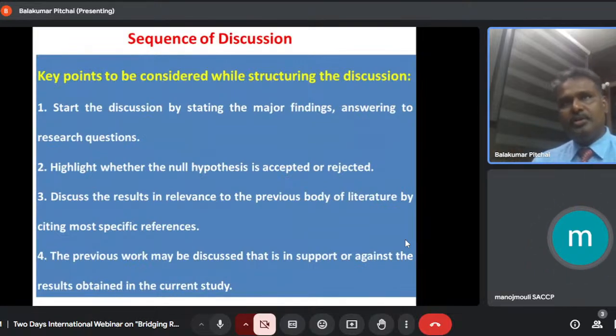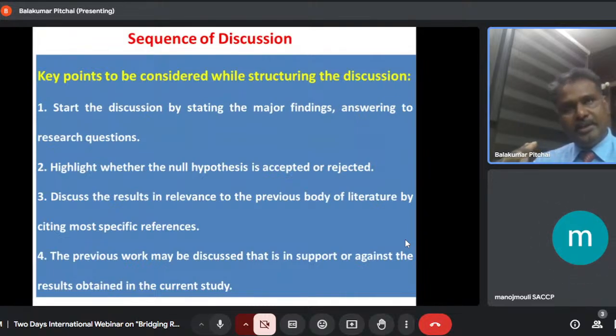So for results, you have to write the results based on the methodology section that you have written, in order of higher to lower preference. Don't include any figure or table inside the manuscript. Upload them separately.